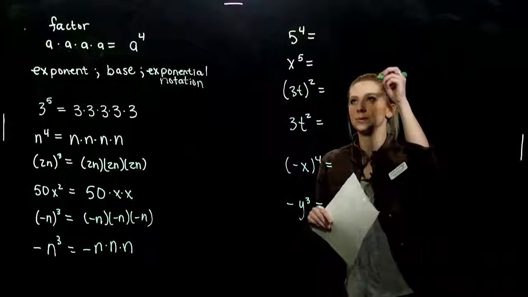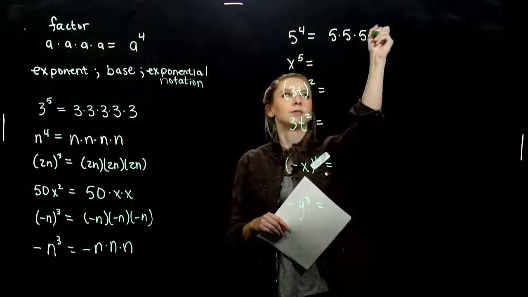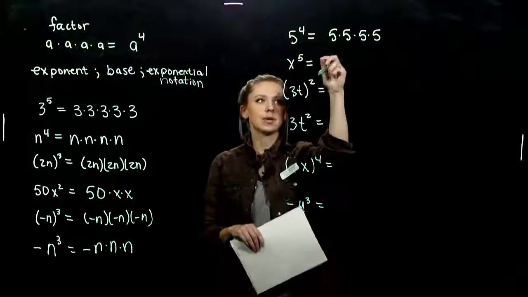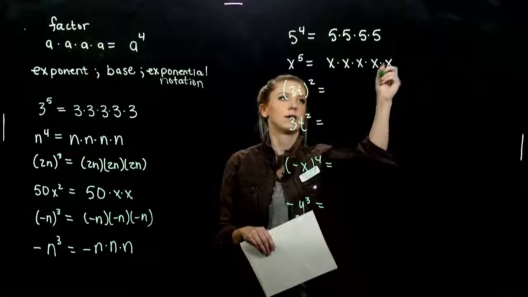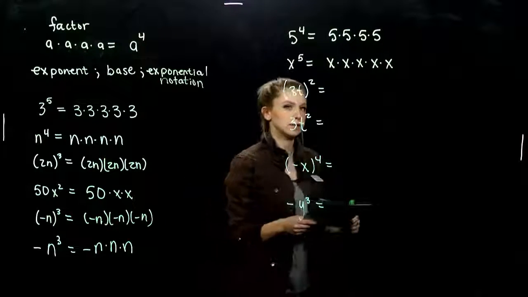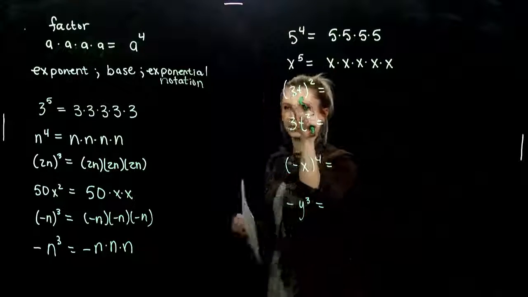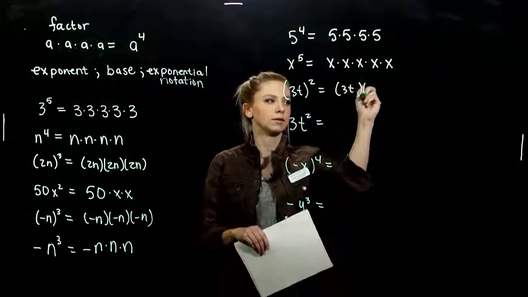So what does the first one mean? 5 is our base times itself 4 times in total. Much more concise. Here our base is x. 2, 3, 4, 5. X times itself 5 times in total. What is the base of the third example? 3t, that entire thing times itself.